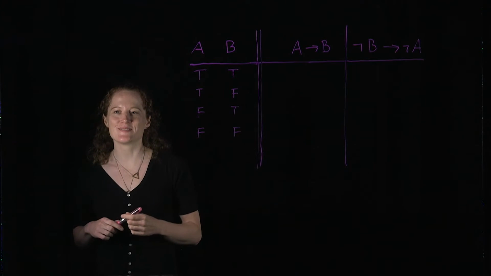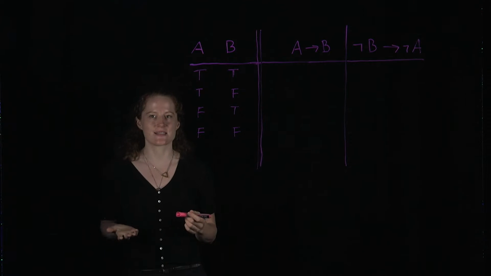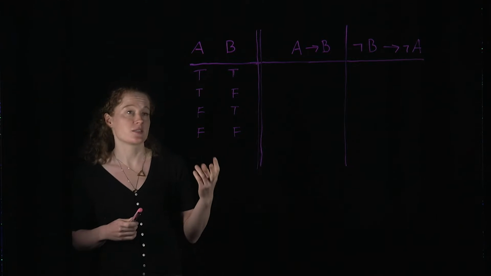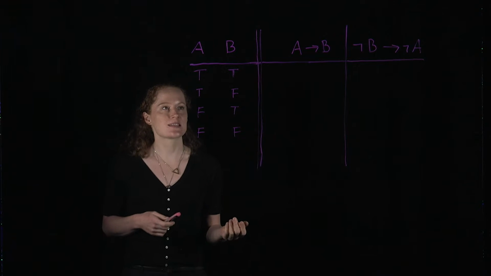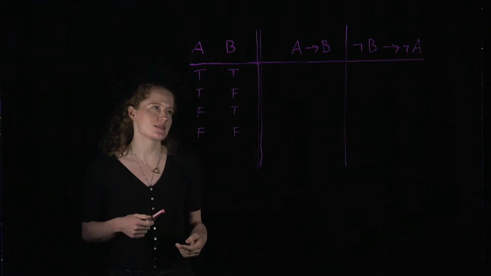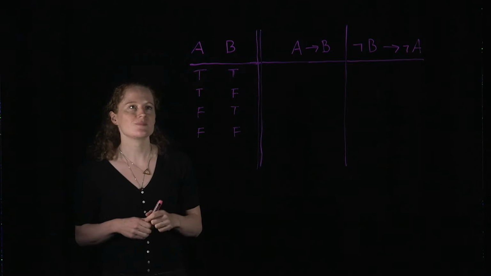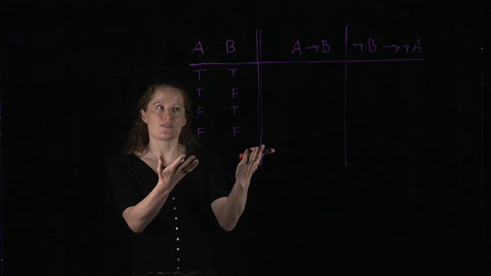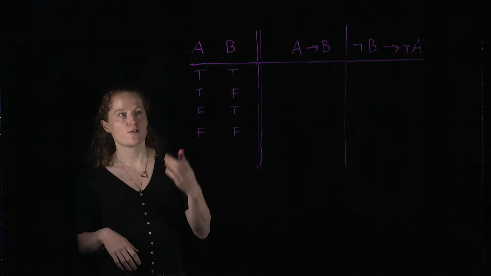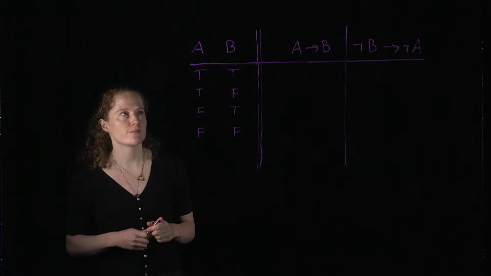Let's see how we can use truth tables to figure out whether given sentences are tautologically equivalent. In this example here, I'm looking at two sentences. The first sentence is the conditional if A, then B, and the second sentence is the conditional if not B, then not A. We see that we have two atomic sentences, A and B, so our truth table is going to have 4 rows, one for each of the possible valuations of A and B.